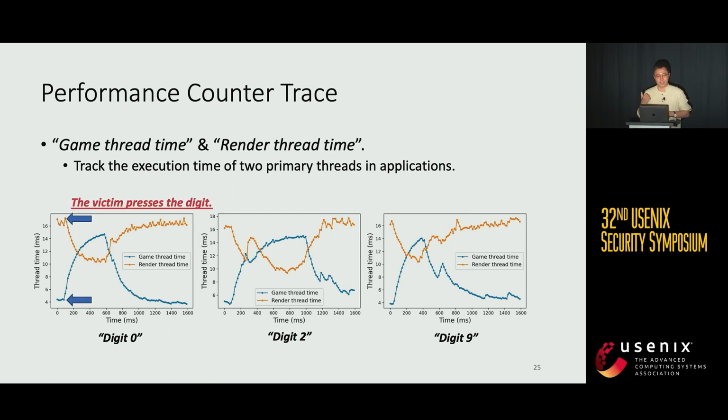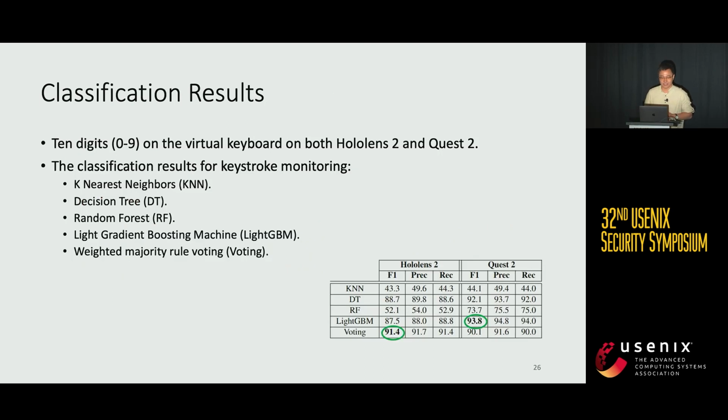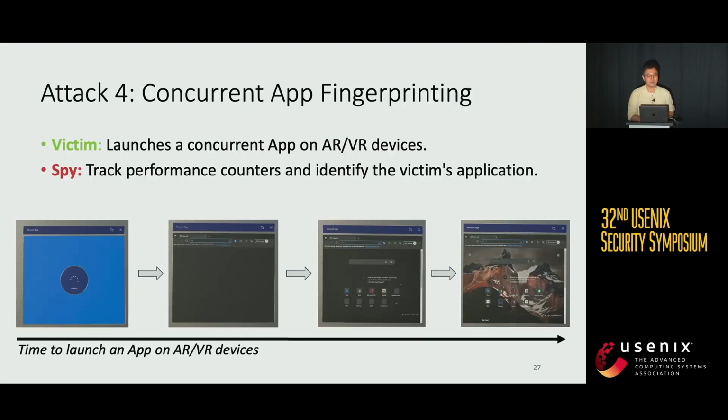As you can see, we can identify when the victim pressed the digits, and after the rendering for the digits finished, it stabilizes. Because the digits are located in different places on the virtual keyboard, they involve different hand movements, so using the performance counters we can differentiate them. We provide 10 digits on the HoloLens and Quest 2, using a similar training methodology, with over 90% accuracy.